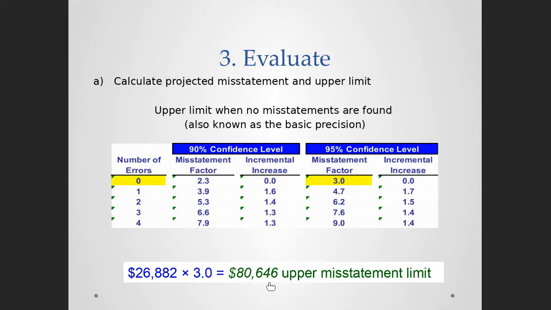This number is telling us that even if you never found any error in the sample, you would assume that there is an amount equal to $80,646 present in the population of 2.5 million. So the $2.5 million is inaccurate by 80,646, even if you never found any errors in your sample. Is this point clear? Do you follow?